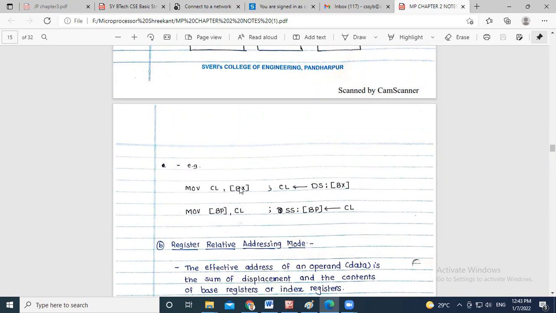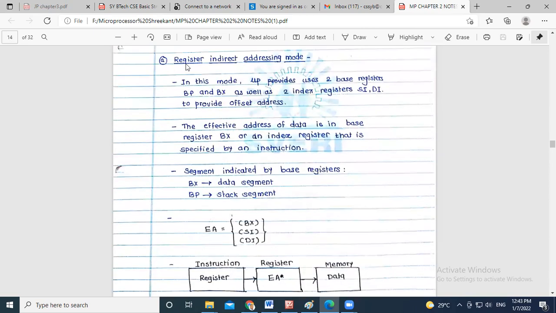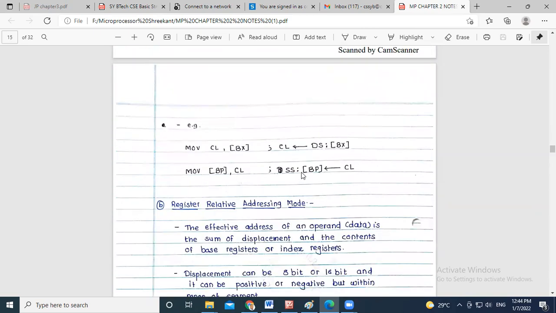So through another register you have to transfer it, by means of indirect addressing modes, that is, register indirect addressing modes. Here also, in the address location, the BX register is there as the source pointer for the CL register. So that BX value is transferred into the CL register. That's what we call register indirect addressing mode, isn't it?